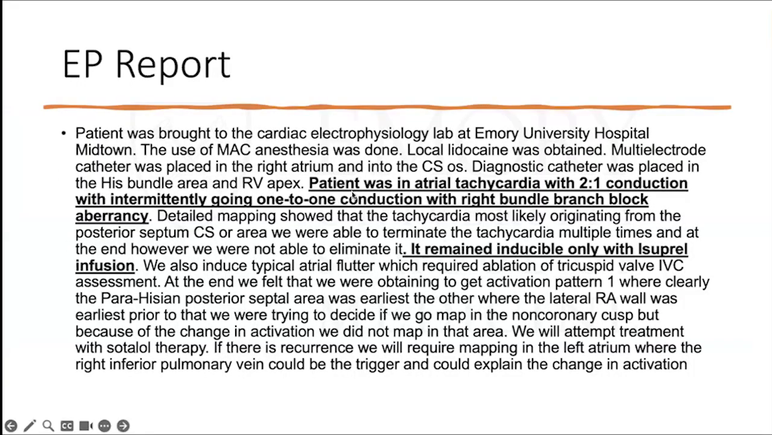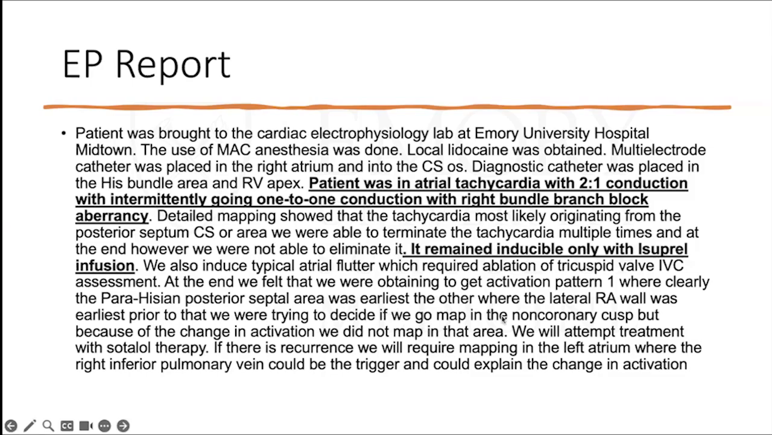I won't read the entire thing, but just these highlighted sections here. Patient was in atrial tachycardia with 2-to-1 conduction, intermittently going to 1-to-1 conduction with right bundle branch block aberrancy. And then unfortunately, after significant ablation, going back and looking at the study in depth, she underwent 64 different ablations. So they came on to an ablation in the catheter 64 times and burned 64 separate areas.